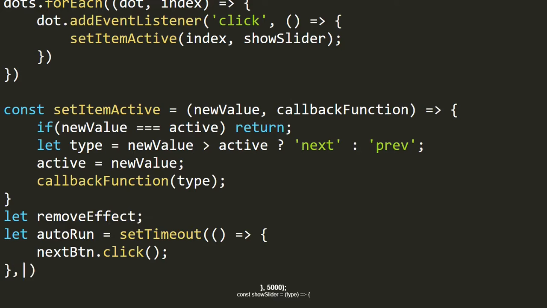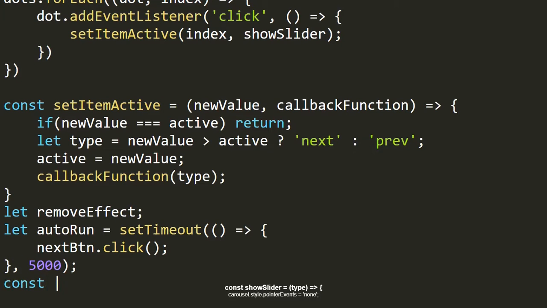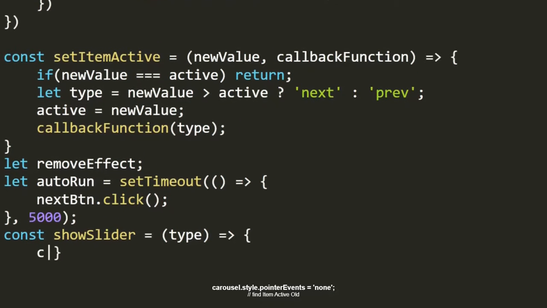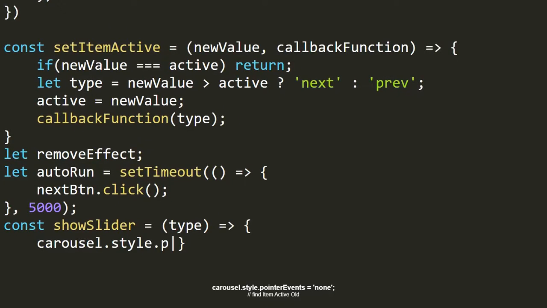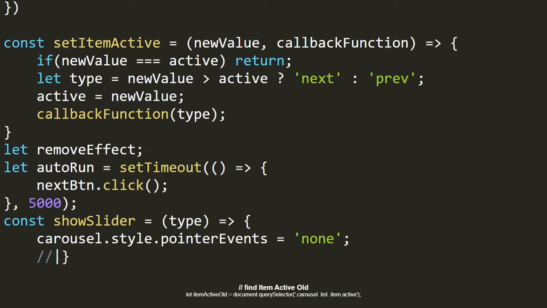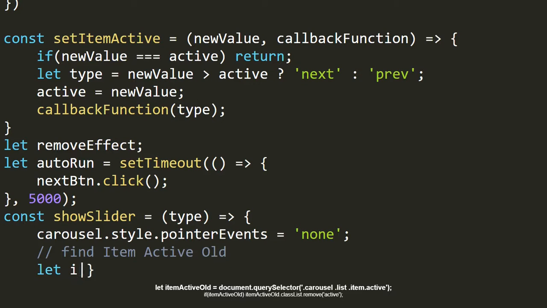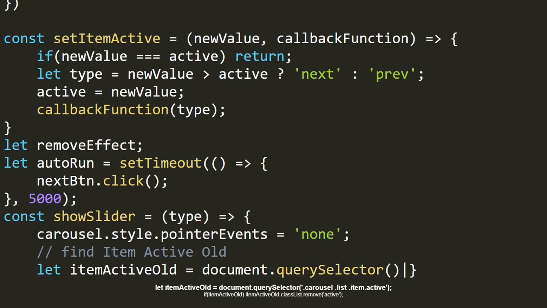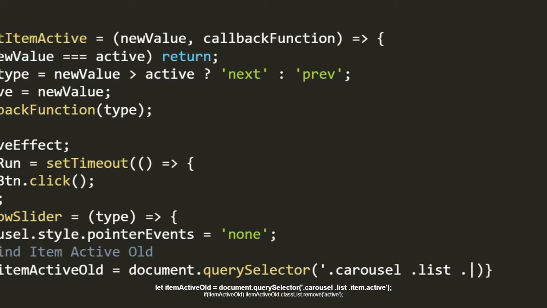Initialize a variable, removeEffect. Declare a variable for clearTime. Autorun: set a timeout to simulate an automatic click on next btn after 5000 milliseconds. Define the function showSlider with type. Disable pointer events on the carousel. Find and remove the active class from the previous active item. Increment index.